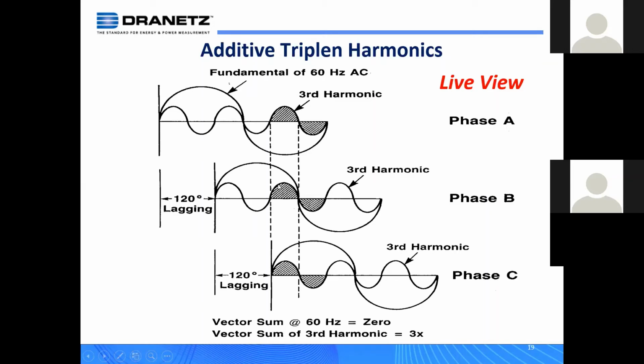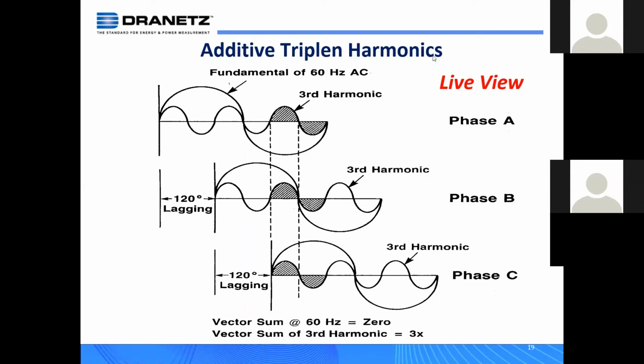So you can see, visually follow these gray areas, they add in the neutral. So the vector sum at 60 hertz, or you could flip it to 50 hertz, is 0, but the vector sum of the third harmonic is 3 times. All right, so they add in the neutral in a Y system.